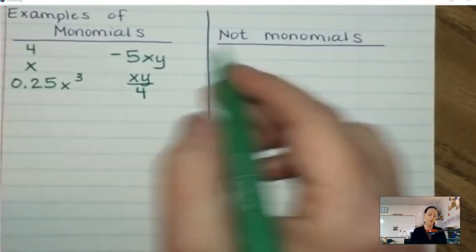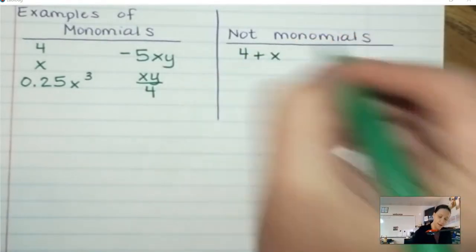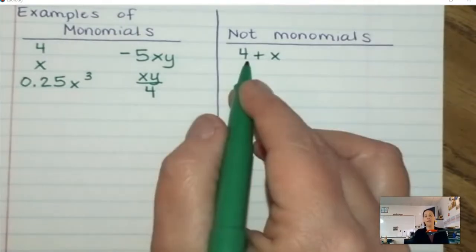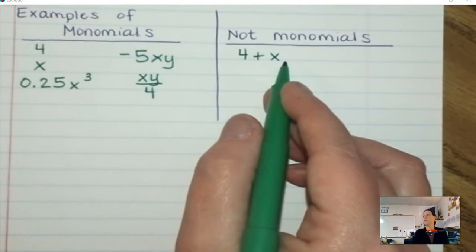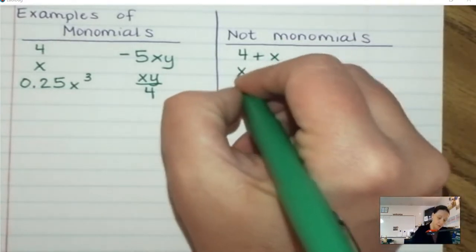Okay, examples that are not monomials would be something like 4 plus x. I can't have a plus sign. 4 by itself is a monomial. X by itself is a monomial. Together, they're not a monomial anymore. Or subtraction, x minus 1.